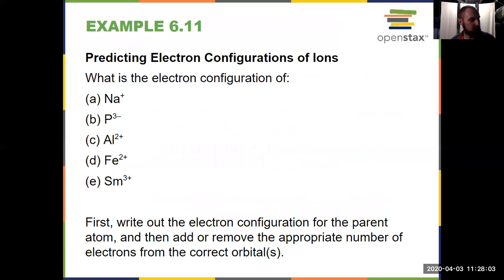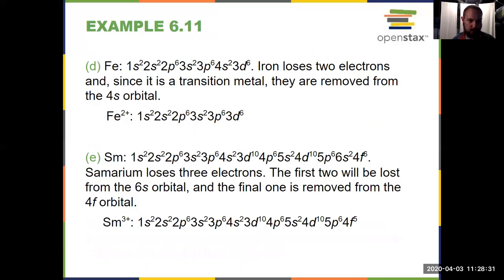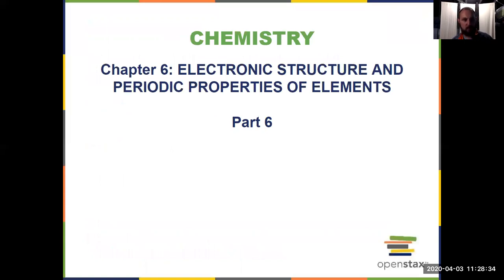So this slide here has a lot of really good practice for you to work on before you jump into the Sapling. It asks about the electron configuration of sodium, phosphorus, aluminum, and iron, now with some ions, and samarium down here. Don't worry as much about E. Try A through D to figure out the electron configuration of 1, 2, 3 cations and 1 anion. Those answers are on the next two slides, and that'll bring us to the final section from chapter 6, which is where we talk about some element properties.